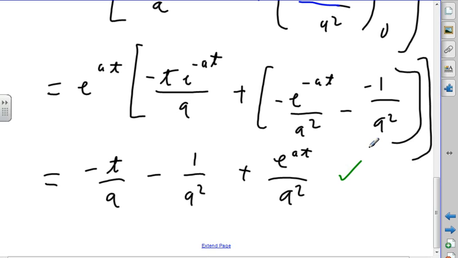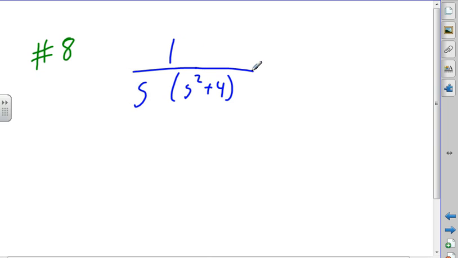Now we got to get back to the problem set. And I think we'll do number 8 next. Number 8. Now, if I was going to do number 8, 1 over s squared plus 4, right? I would do it with partial fractions. But we are in section 4.4, and it tells us we have to do this using convolution. Okay, so what did convolution say about this particular thing?